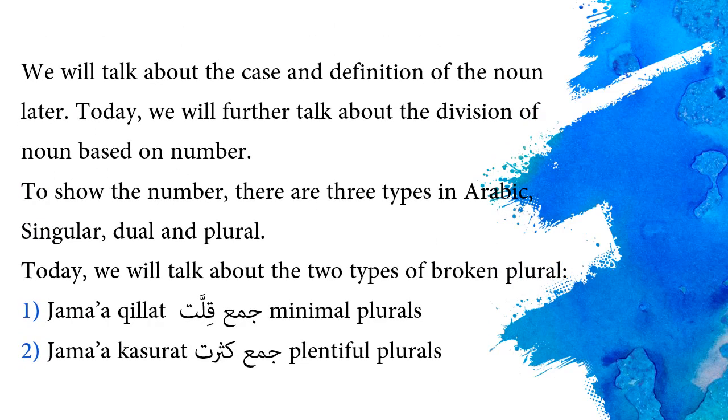Today, we will further talk about the division of noun based on number. To show the number, there are 3 types in Arabic: singular, dual, and plural. Today, we will talk about the 2 types of broken plurals: jama' qillat, minimal plurals, and jama' kathurat, plentiful plurals.